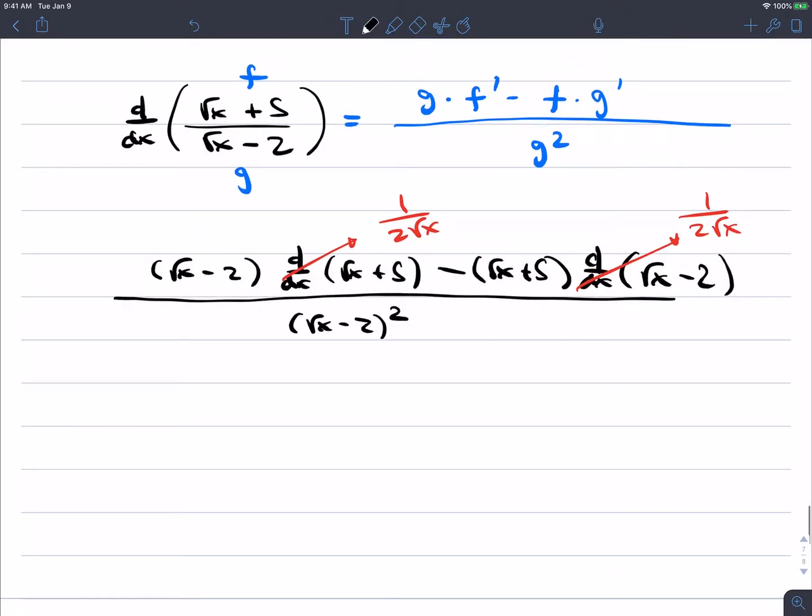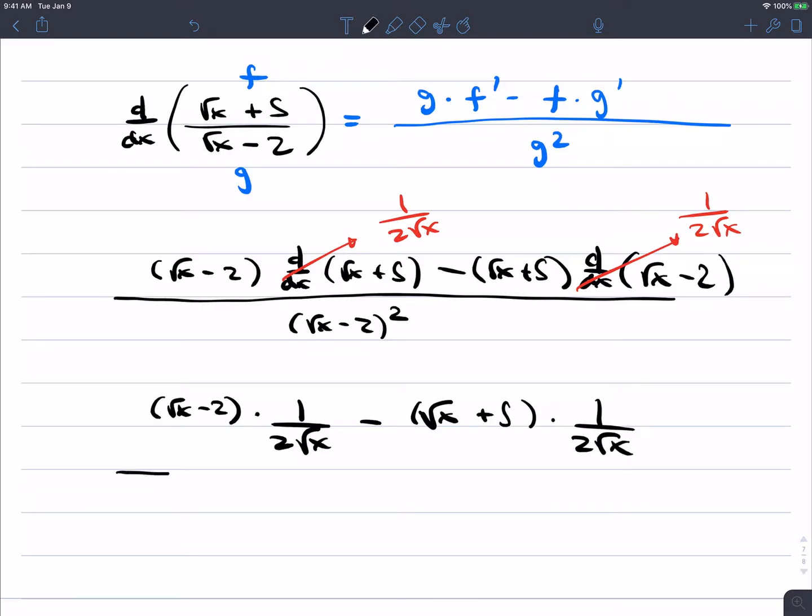But you see, the prior problem will help you do this problem, meaning we have the square root of x minus 2 times 1 over 2 times the square root of x minus the square root of x plus 5 times 1 over 2 times the square root of x. Everything over the square root of x minus 2 to the second power.